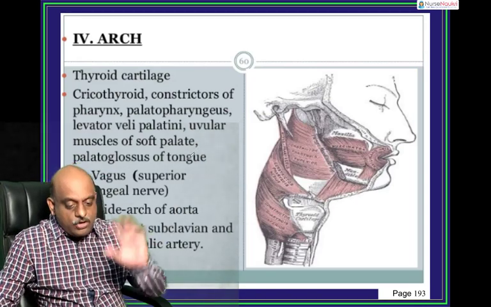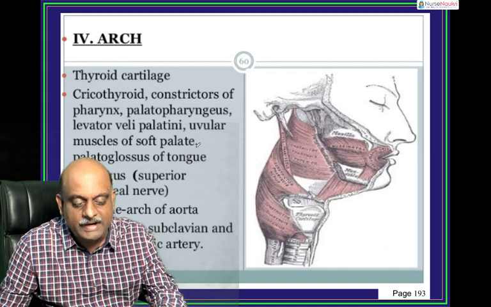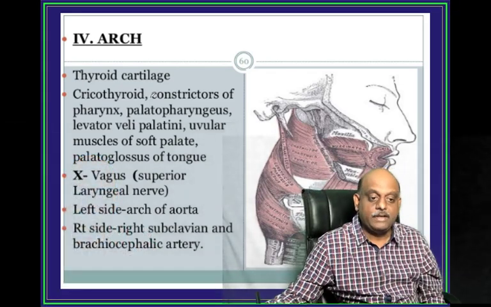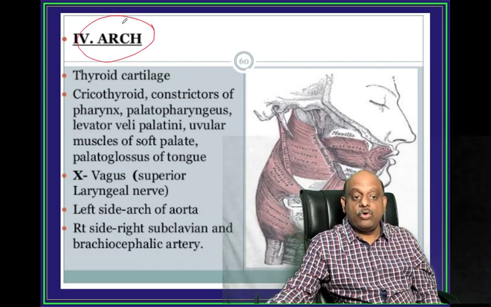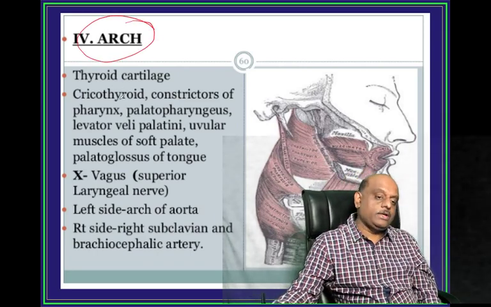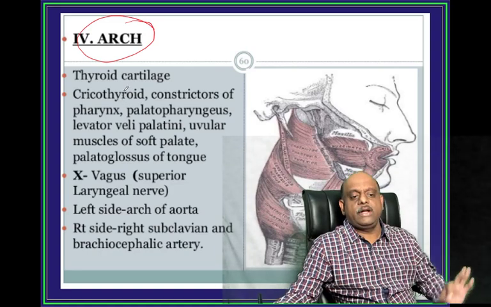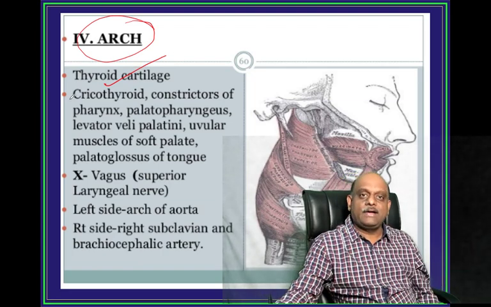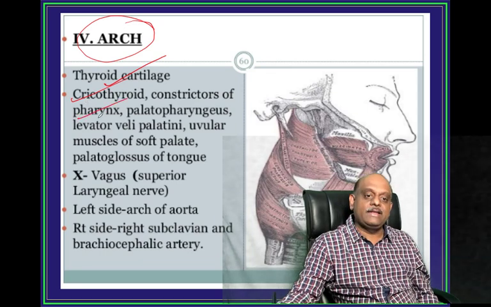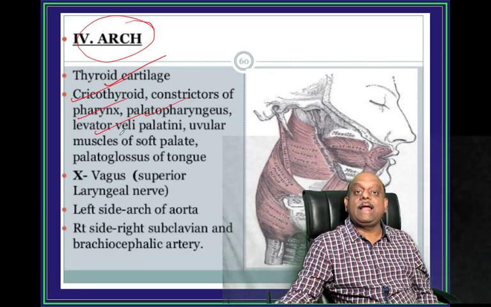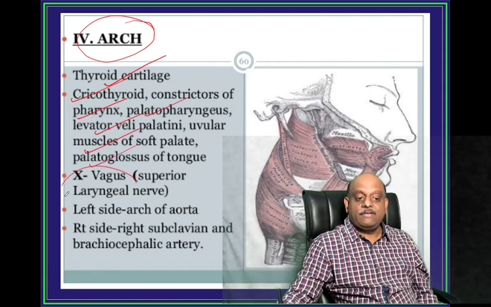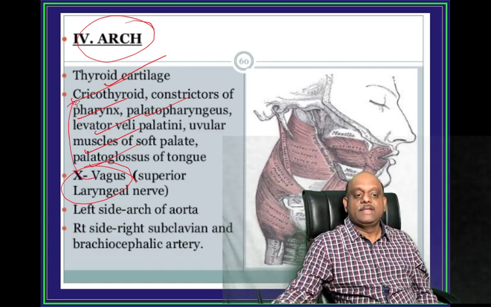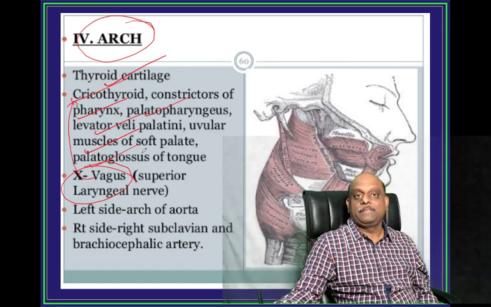Now, these are not the derivatives of the second arch as given in the question. They are all the derivatives of the fourth arch. Once more, from the fourth arch, what are all the derivatives? Favorite question of the examiner. Thyroid cartilage, fourth arch derivative. Cricothyroid, constrictors of the pharynx, palatopharyngeus, levator veli palatini, uvular muscles of the soft palate, palatoglossus of the tongue, and the vagus is the one which is basically supplying, is what you need to remember.